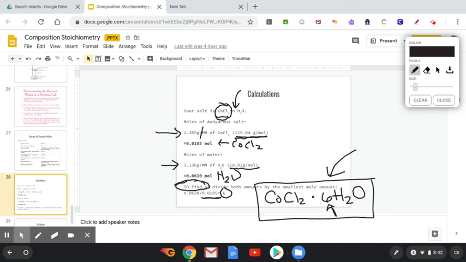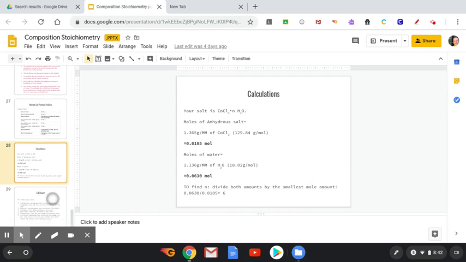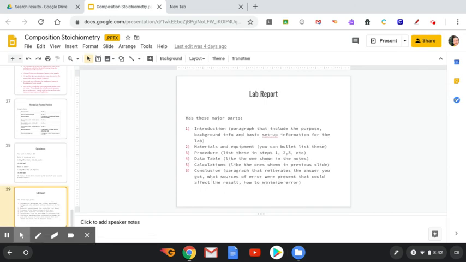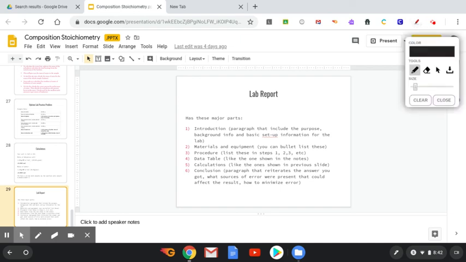Okay, so now let's talk a little bit about your lab report and what you need to have included. Lab reports have these major parts, and this is very different than a report you would write in English. What you do first, you need a title at the top, and it could be something as simple as determining waters of hydration from a hydrate. Make sure you have your title, and put your name under it.